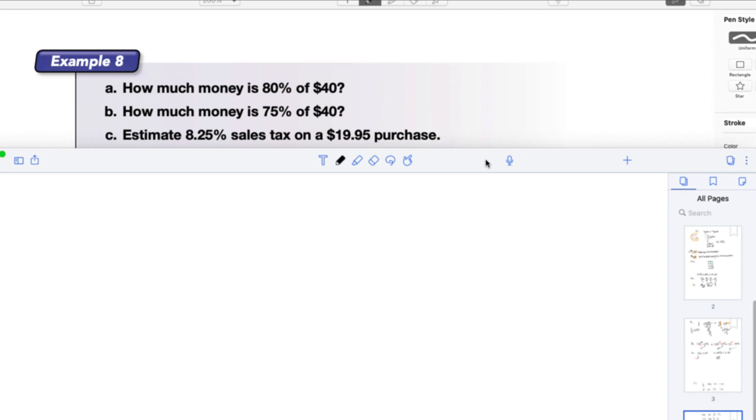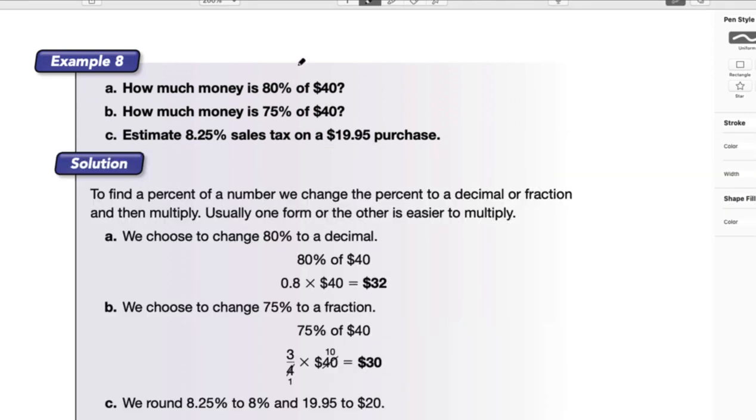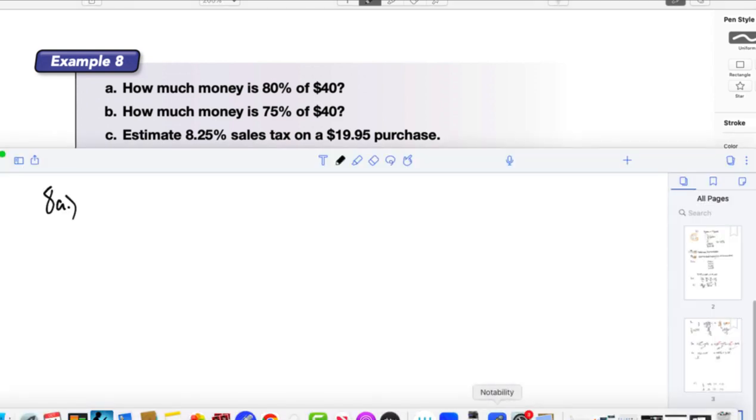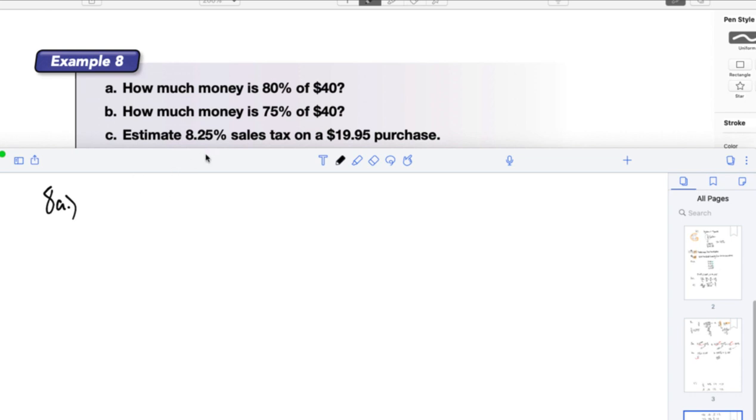We're talking about how much money is 80% of 40, how much money is 75% of 40, and estimating $8.25 sales tax on this $19.95 purchase. Okay, so we've got a lot to unpack here, but you're going to find that it's not too difficult to find 80%. One of the best things to do to find 80% of a number is still to multiply. To find 80% of still means to multiply.